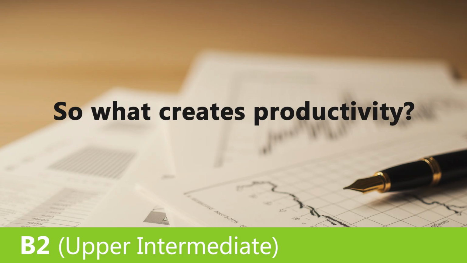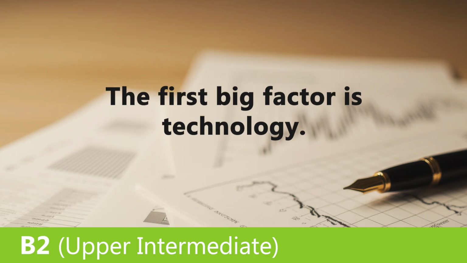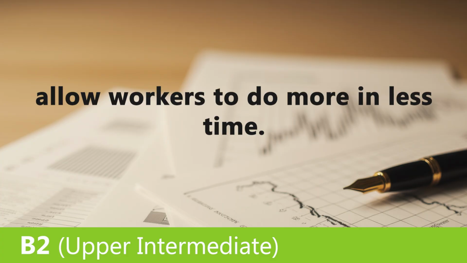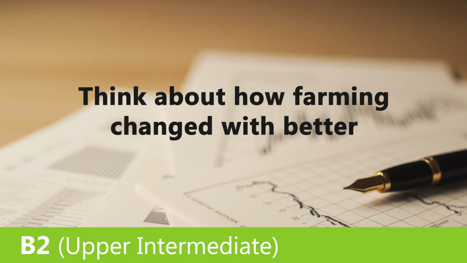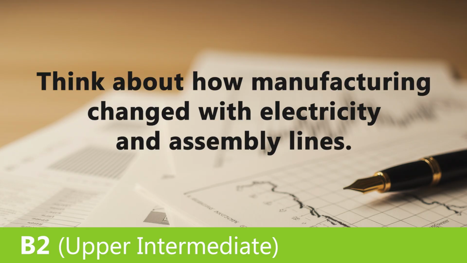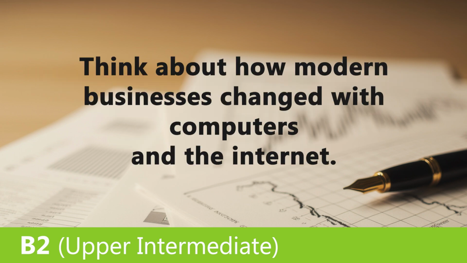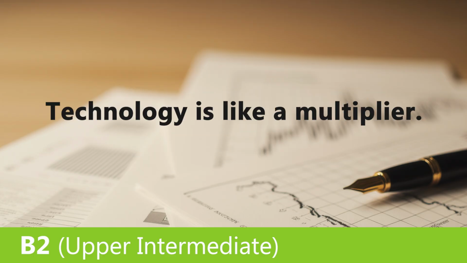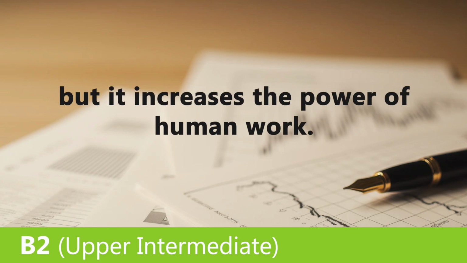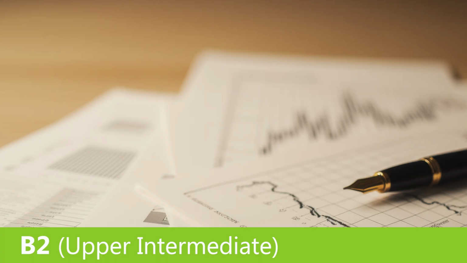So, what creates productivity? The first big factor is technology. New tools, machines, software, and methods allow workers to do more in less time. Think about how farming changed with better equipment, fertilizers, and irrigation. Think about how manufacturing changed with electricity and assembly lines. Think about how modern businesses changed with computers and the internet. Technology is like a multiplier. It doesn't replace all human work, but it increases the power of human work.